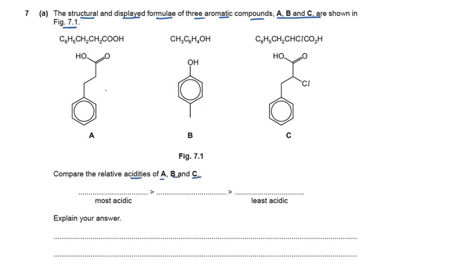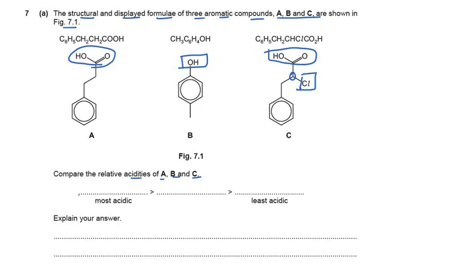Now look at the structure. Now A has got one carboxylic acid group in the carbon chain. Now the next is a phenol compound where OH is directly bonded to the aromatic benzene ring, and there is one more carboxylic group in the carbon chain, but then in the adjacent carbon we have a chloro group bonded. Now a chloro bonded to a carboxylic acid increases the acidity.